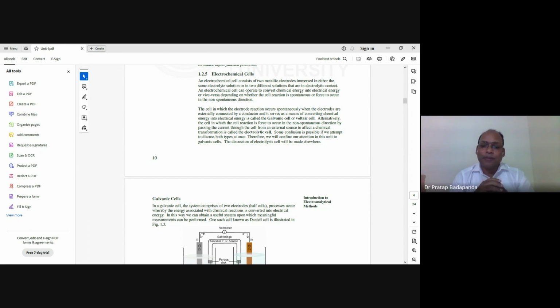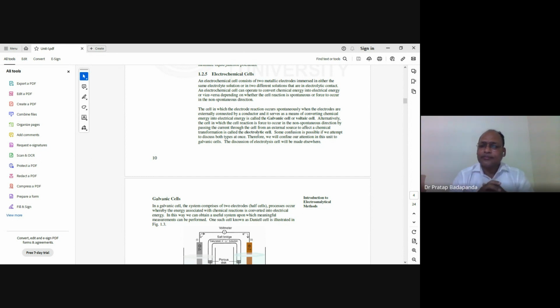Then what will happen? We can take three different examples because three cases may happen. Case one: the external circuit may provide more than 1.1 volt. Suppose the galvanic cell is providing 1.1 volt, and I am providing from the external circuit 1.9 volt. Case one.